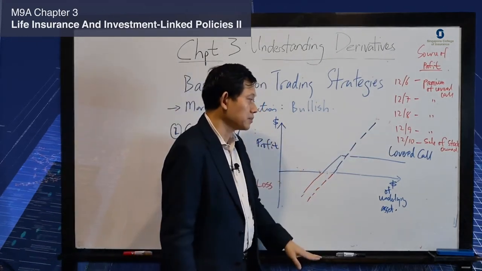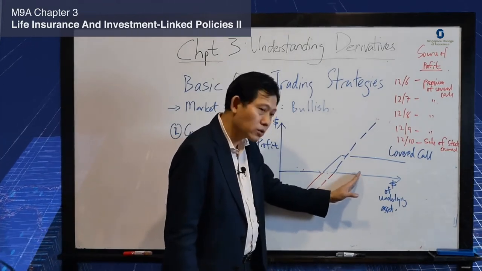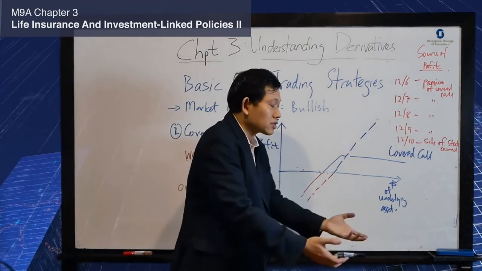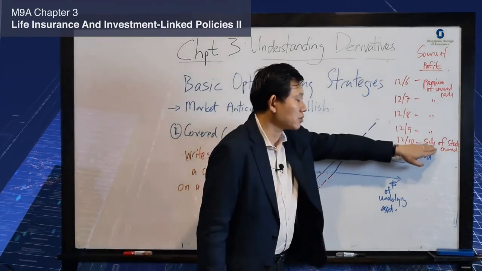Now, on the 12th of October, when the exercise date comes, assuming that the price of the underlying asset is more than the strike price, then you sell away the stocks that you already have. Therefore, the source of profit comes from the sales of stock owned.